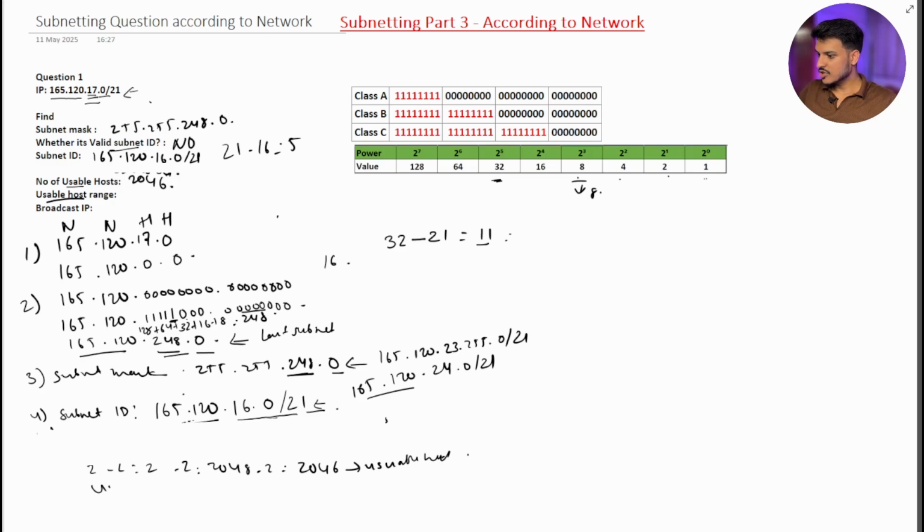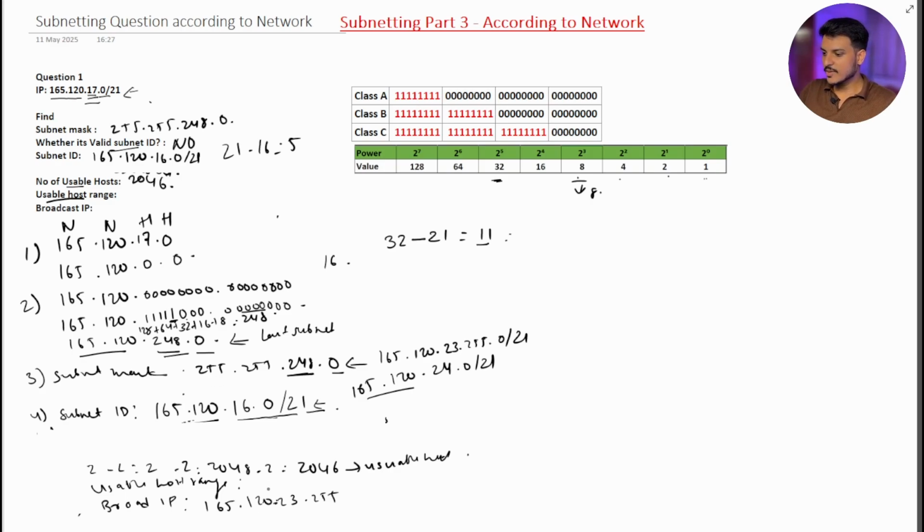So we have already found our broadcast IP, 165.120.23.255. Now, what will be the actual usable host range? The actual usable host range will be the IPs excluding the subnet ID and the broadcast IP. So what was the subnet ID? It was 165.120.16.0/21. The next IP will start its usable host range.